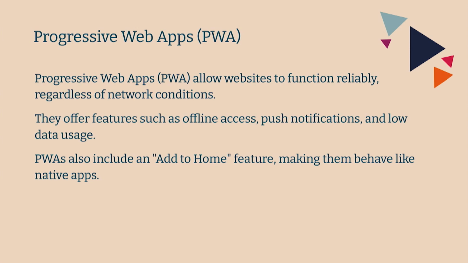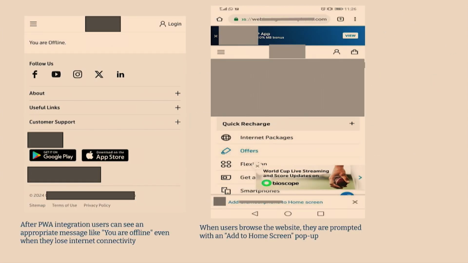Progressive web apps allow your websites to function reliably regardless of the network conditions. They offer features like offline access, push notifications, and low data usage, allowing users a seamless experience even in areas with limited internet connectivity. Here you can see after integrating PWA, users can see an appropriate message like you're offline, even when they lose internet connection. Instead of seeing an error page, the appropriate message is conveyed through the interface.